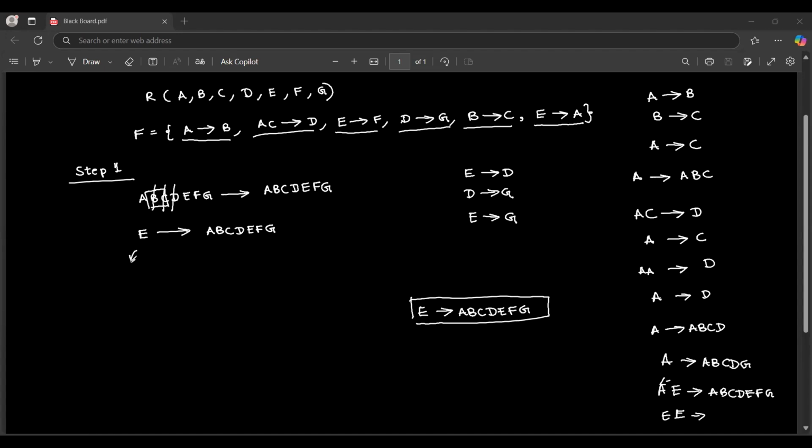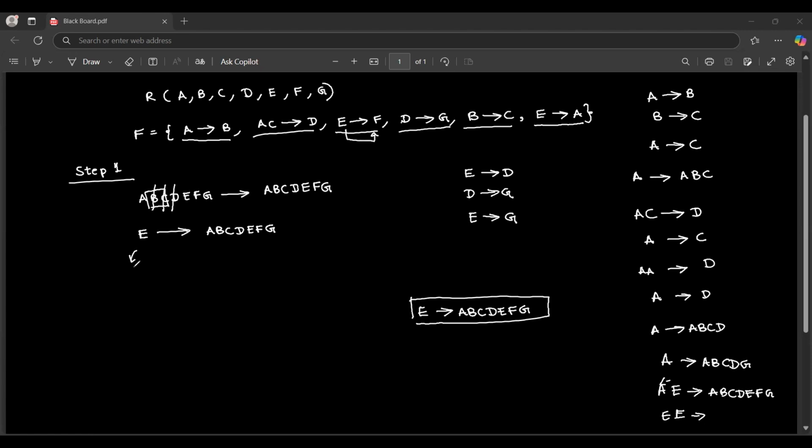But what about others? Since E functionally determines F, that's the only way it can happen. Because E functionally determines F, and we have also found out E is the candidate key, there cannot be other candidate keys.